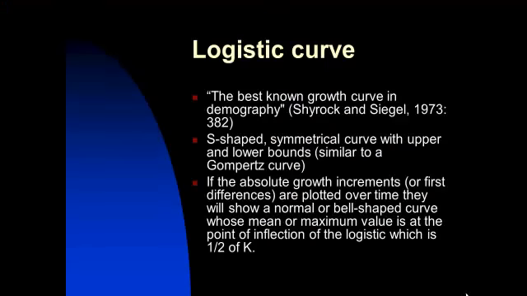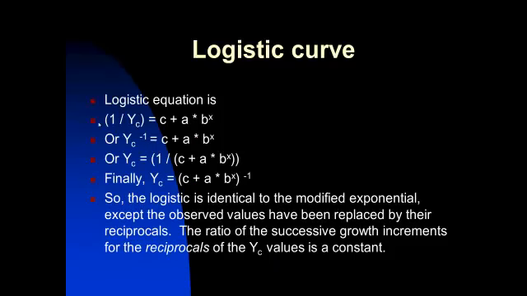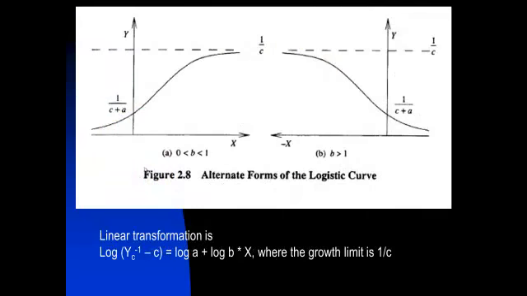Now we're going to look at the logistic curve, the famous S-shaped growth curve, and it has upper and lower bounds. Here is the equation. Notice on the left-hand side we have the reciprocal of y, and on the right-hand side it looks very similar to the modified exponential. In this case, the ratio of the successive reciprocals of the y values would be a constant. Here again, we've got the growth up to 1 over c. And our linear transformation looks more complicated, but in fact, it's not really that different.